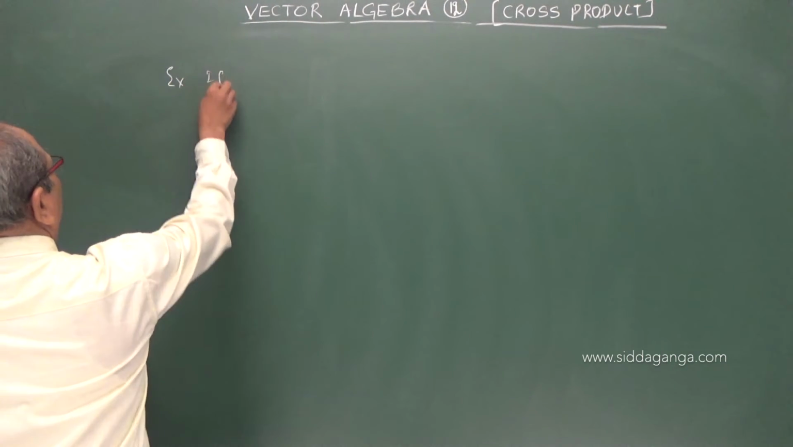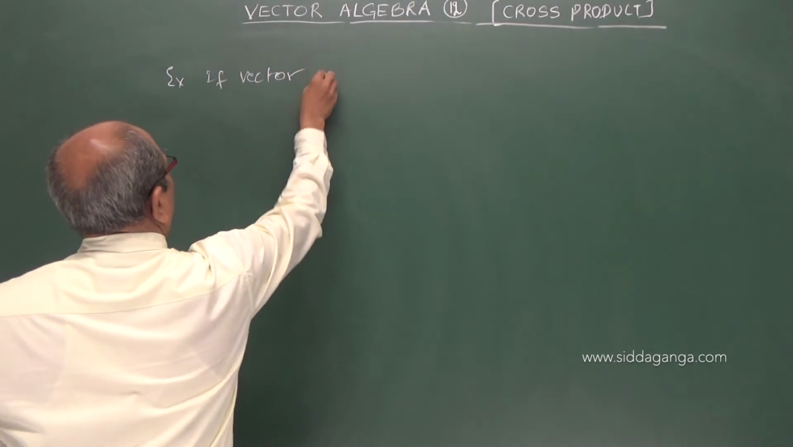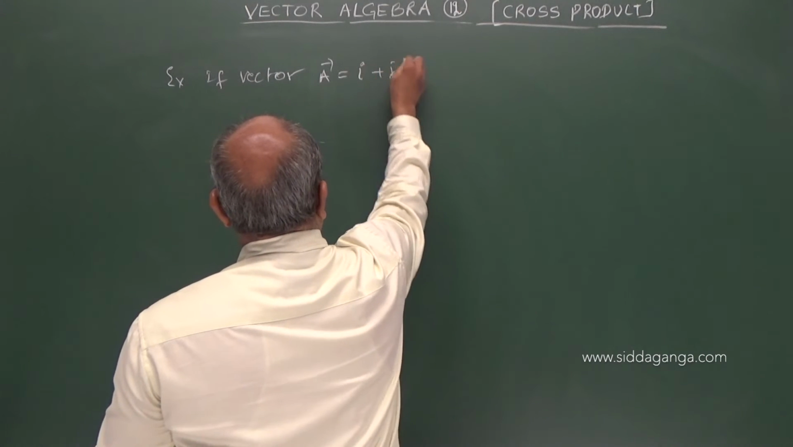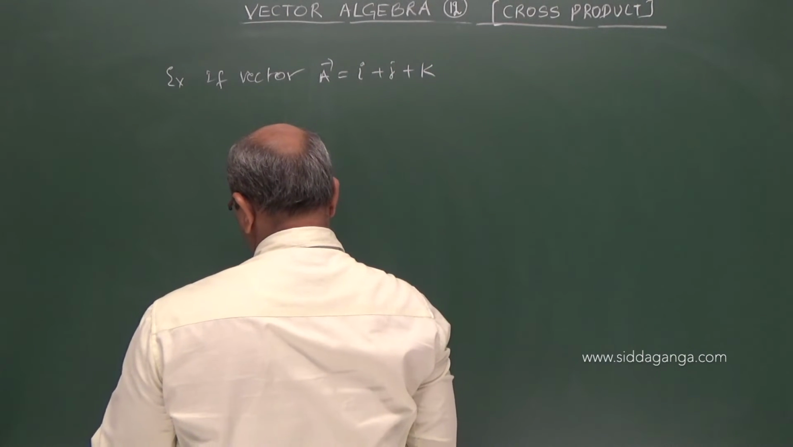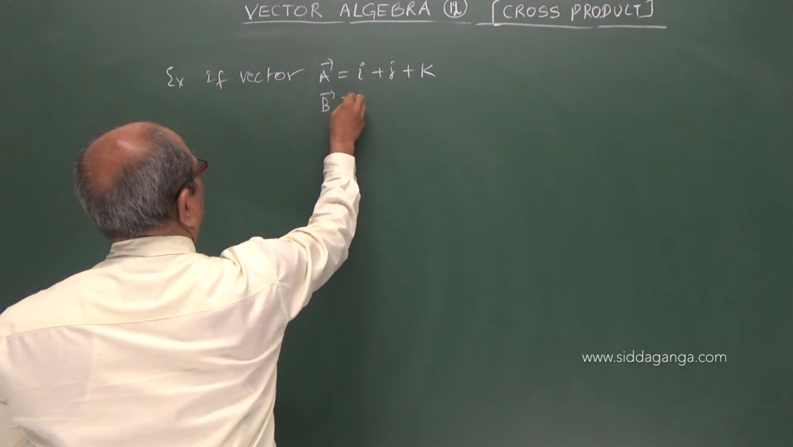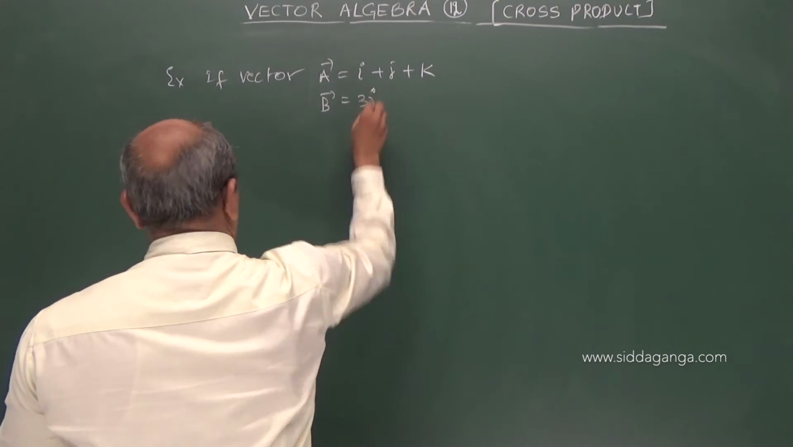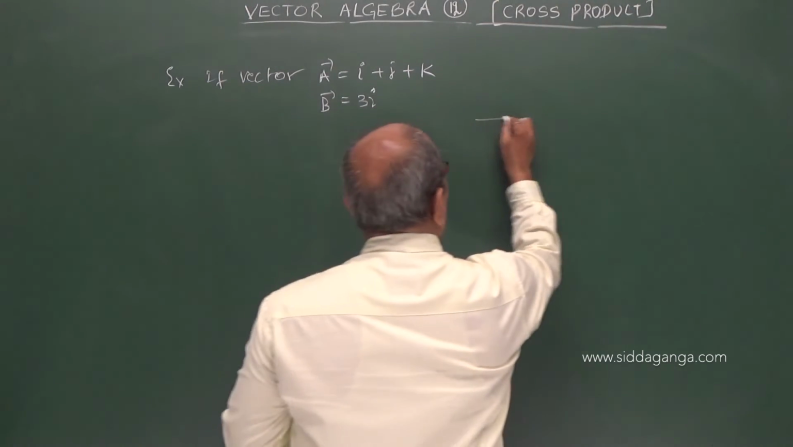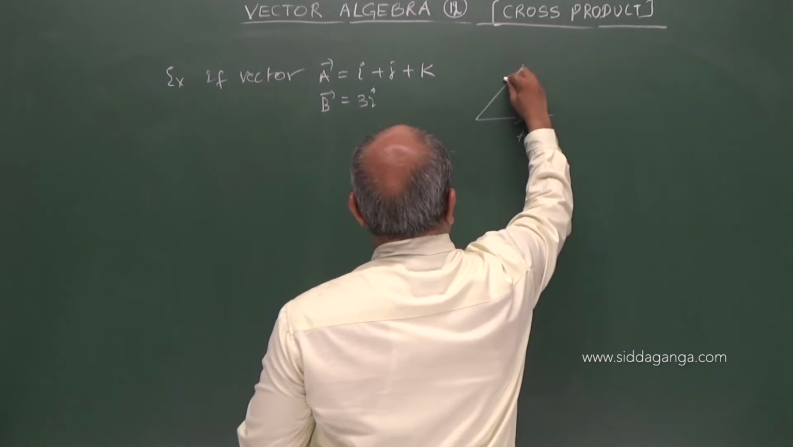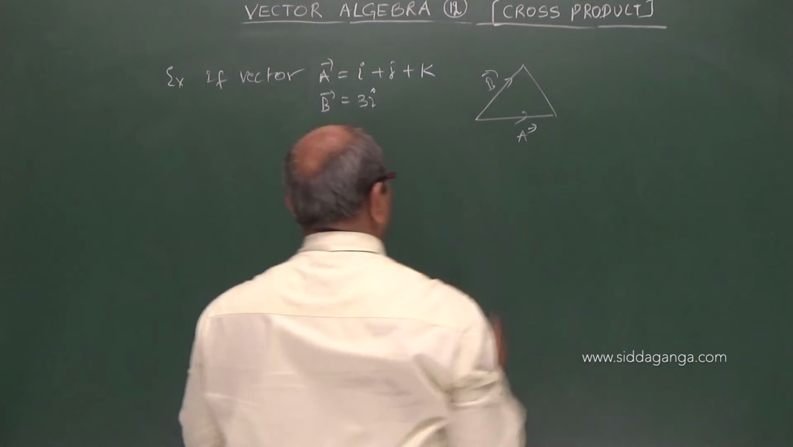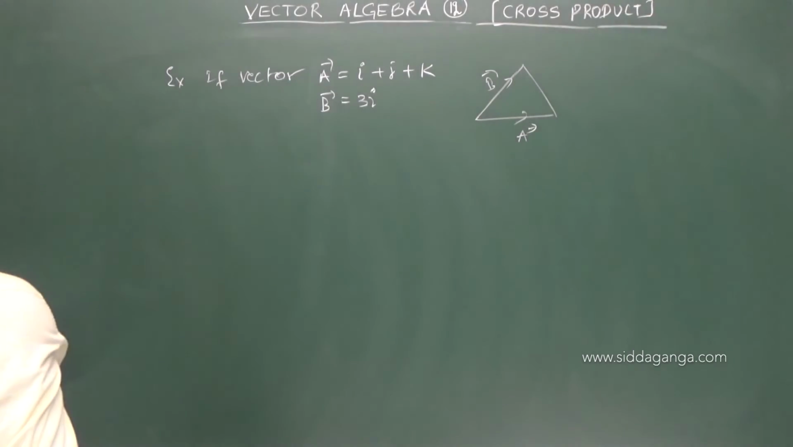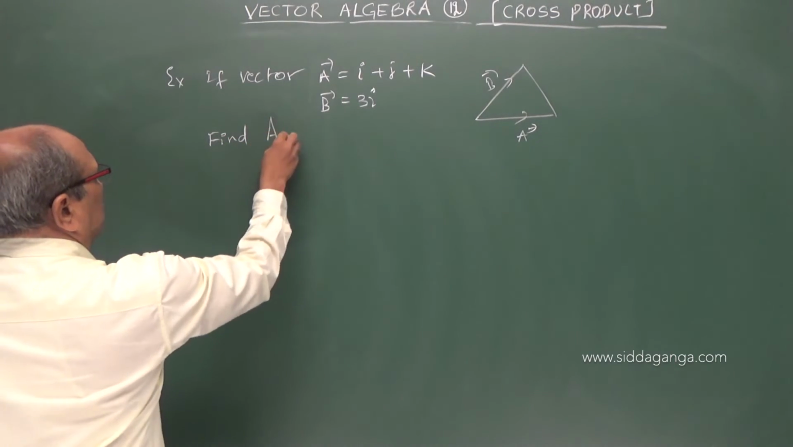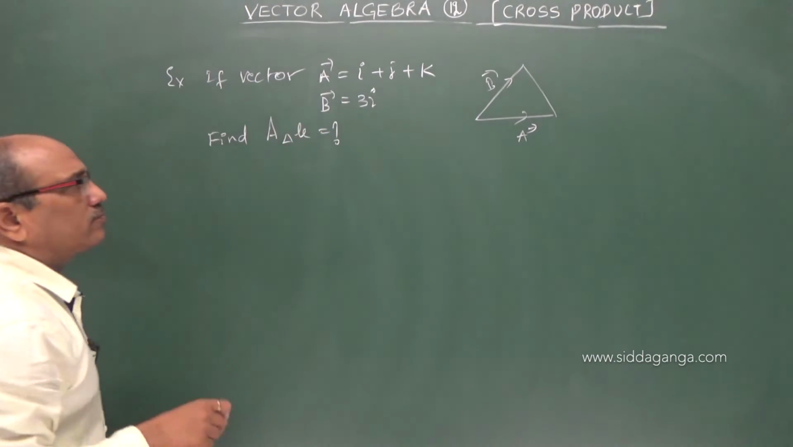Next example: if vector A equal to i plus j plus k and another vector B is 3i only, form two sides of a triangle, find the area of the triangle. Find the area of the triangle, how much?